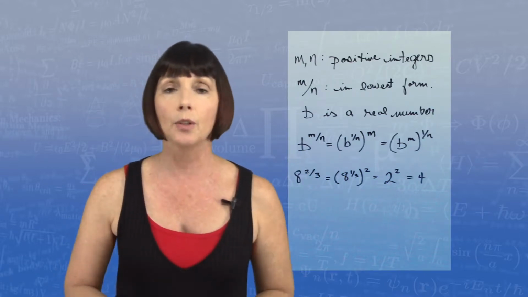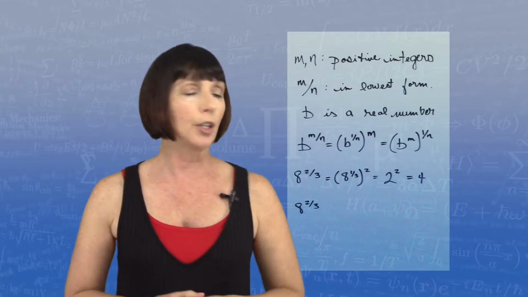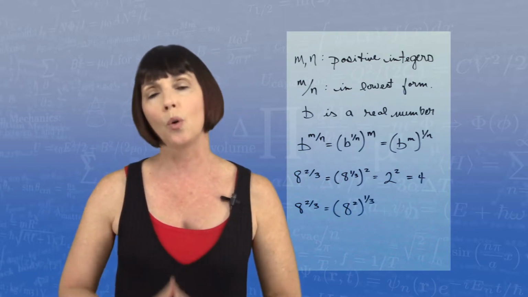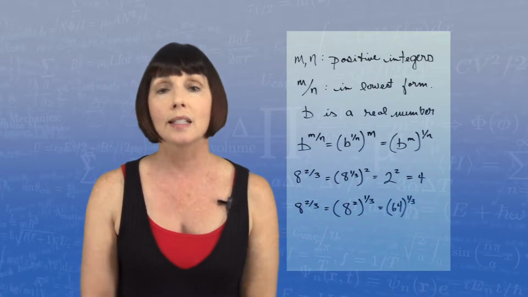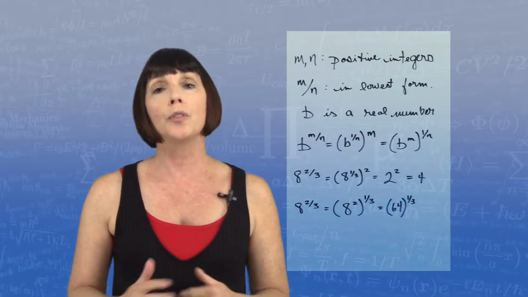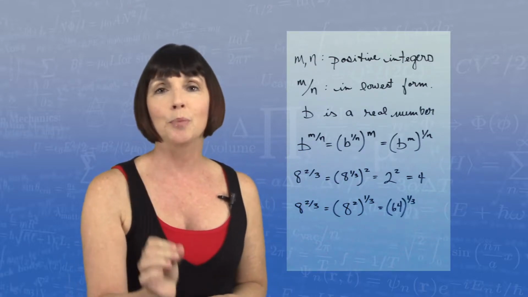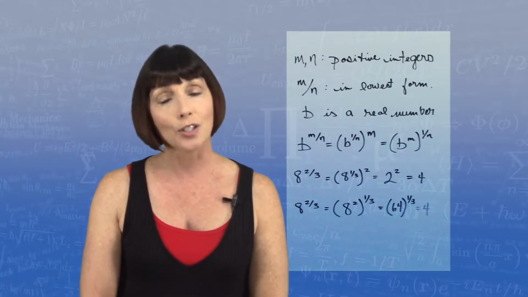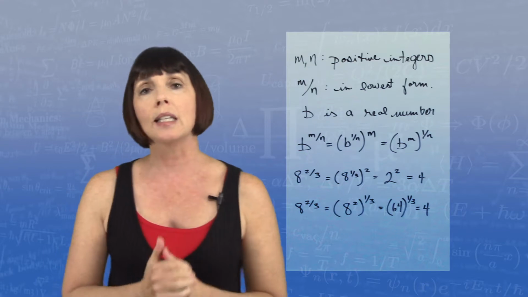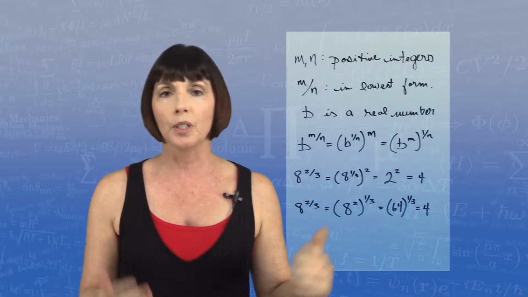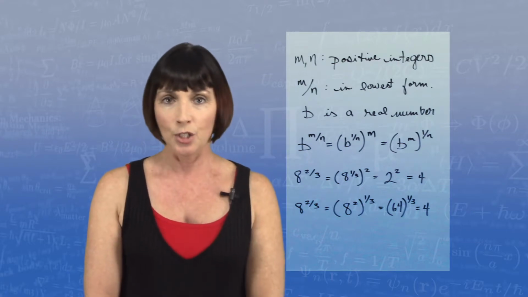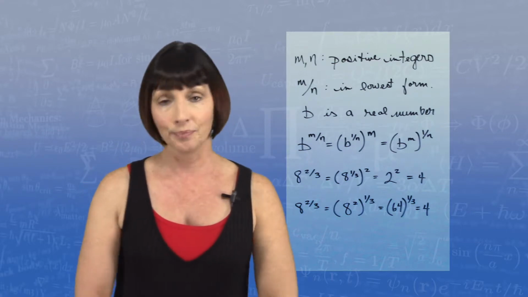Okay, let's do it the other way. 8 to the power of 2/3 is equal to 8 squared, and then we take the cube root of that whole quantity. 8 squared is 64. The cube root of 64, the number that's multiplied by itself 3 times to get 64, is also 4. So as you can see, it doesn't matter which way I do it. If I do the root first or the power first, you will get the same answer. So you do whichever one's easiest.